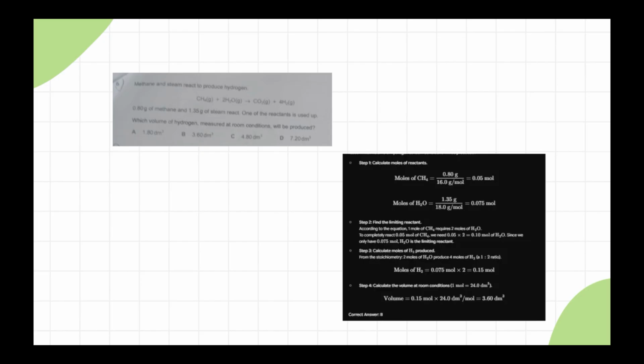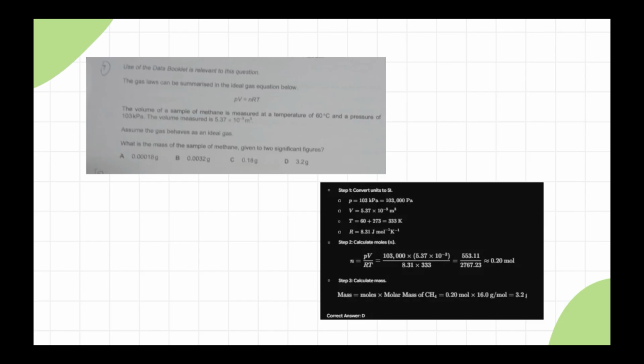Step 3. Calculate moles of H2 produced. From the stoichiometry, 2 moles of H2O produce 4 moles of H2. So the moles of H2 is 0.075 mole times 2, which is 0.15 mole. And the last step is to calculate the volume. The volume is 0.15 mole times 24 dm3 per mole, which equals 3.6 dm3. So the correct answer is B.